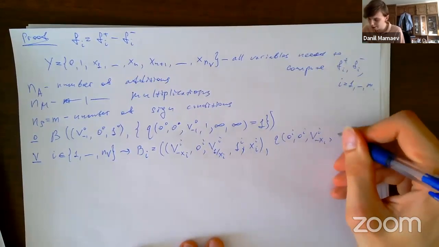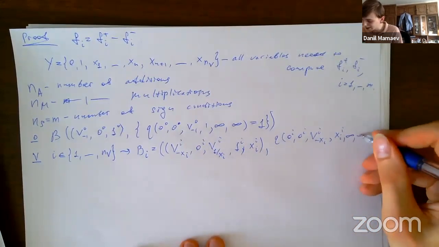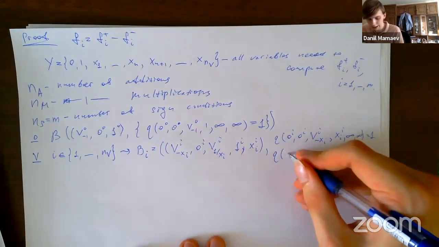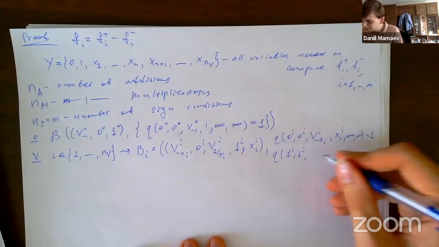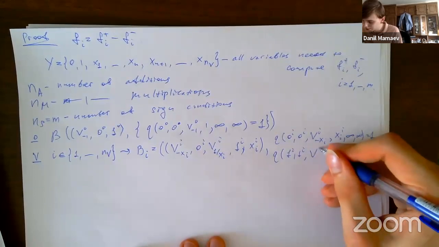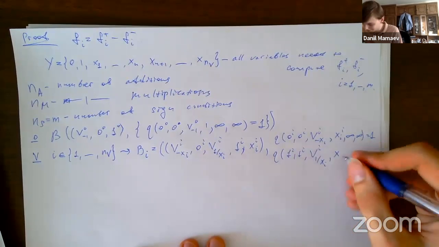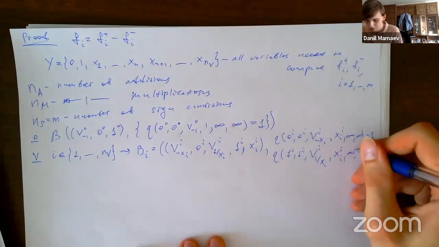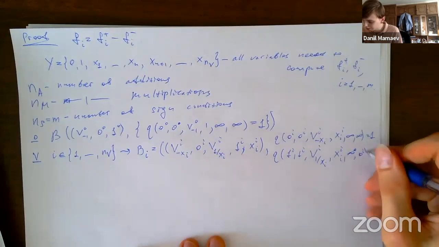So the first relation says that xi plus (minus xi) is equal to 0. And the second one says that xi times 1 over xi equals 1.